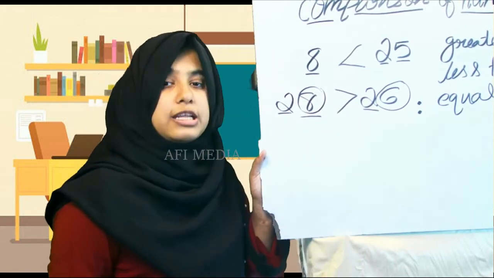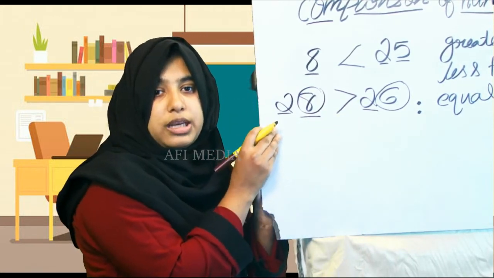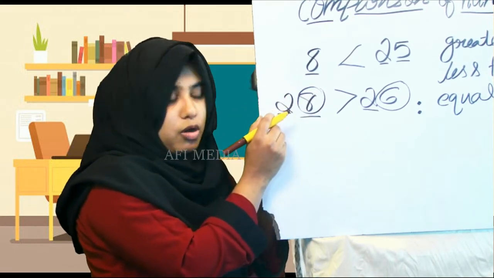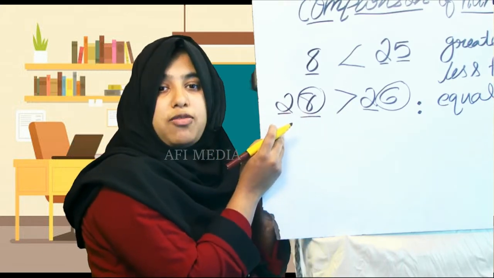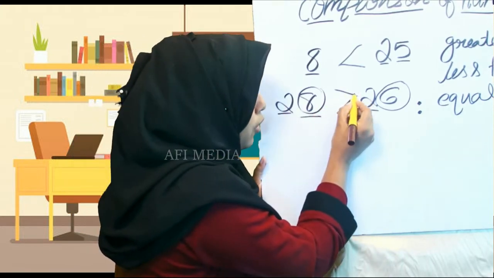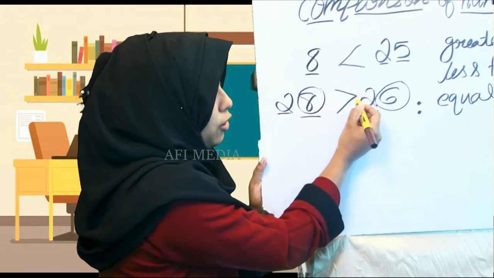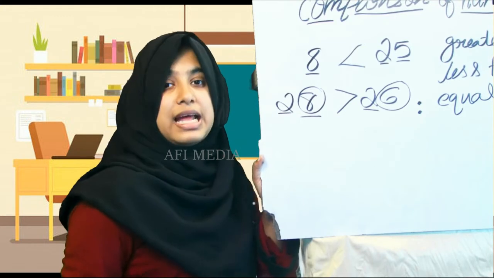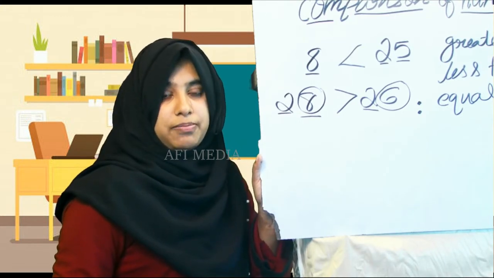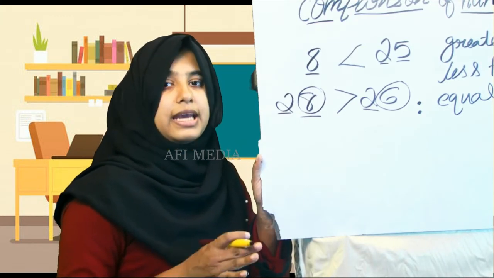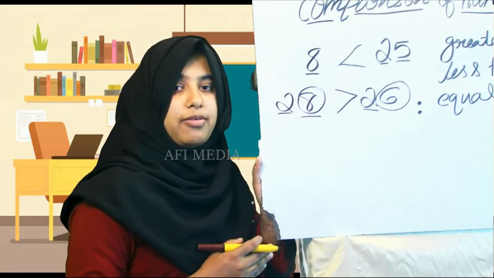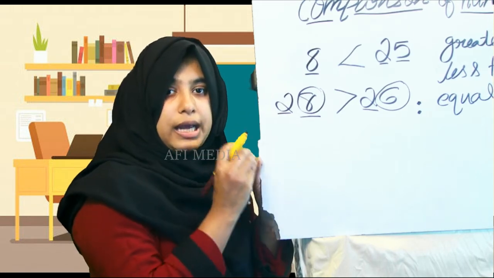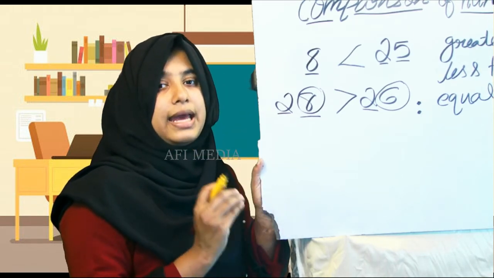So we want to open the crocodile's mouth towards the bigger number, 28. The crocodile's mouth, or the symbol, always opens towards the bigger number. The point of the symbol is towards 26, that is the less number. Do you understand? Okay, again I give another example. You can know easily how we can compare numbers using greater than, less than and equal. Listen.